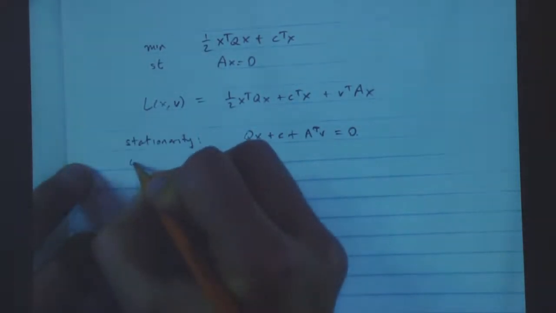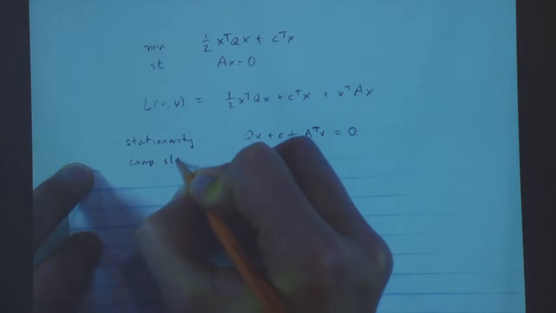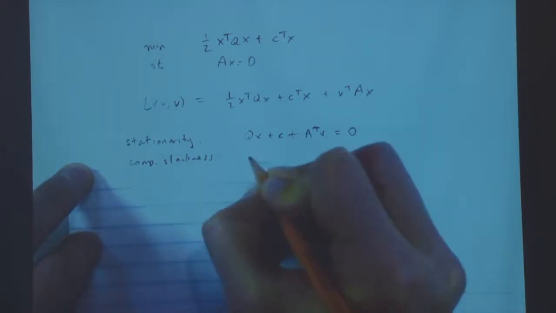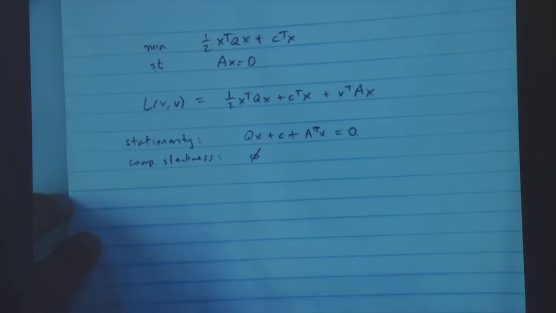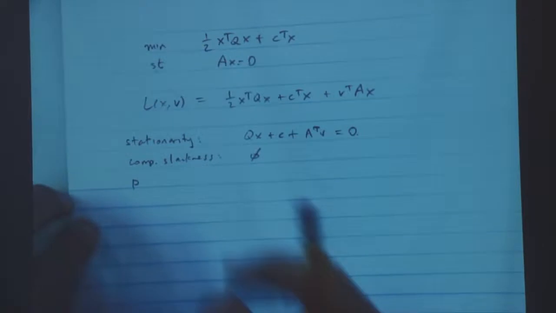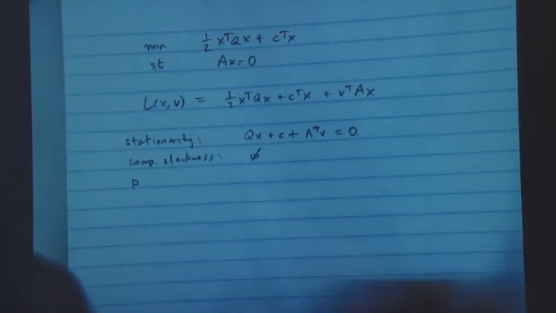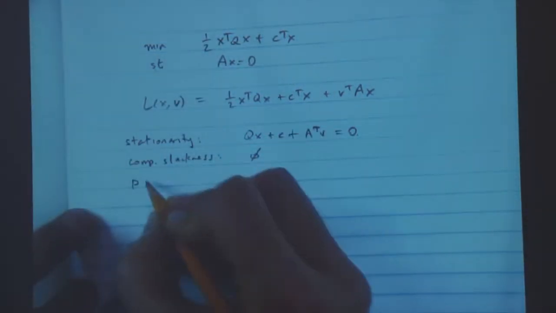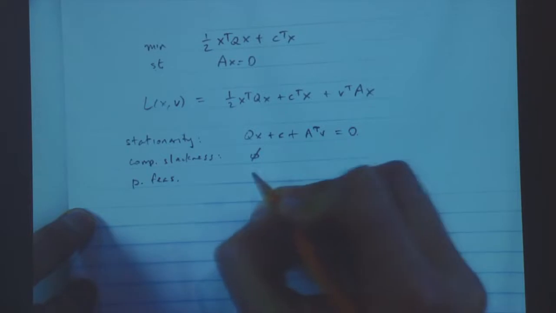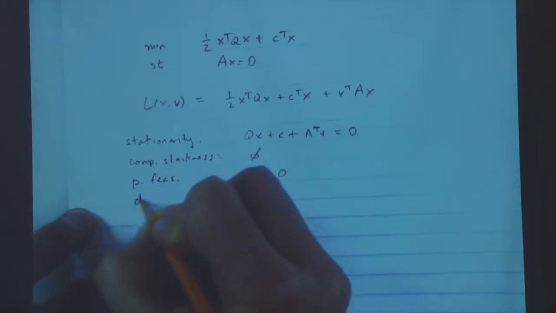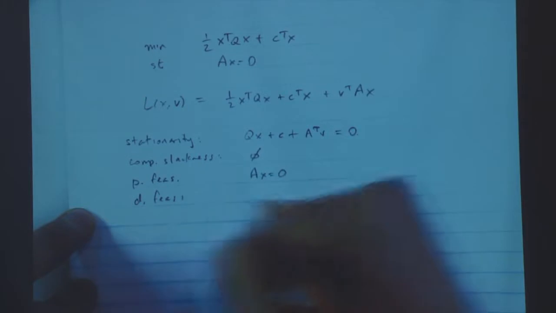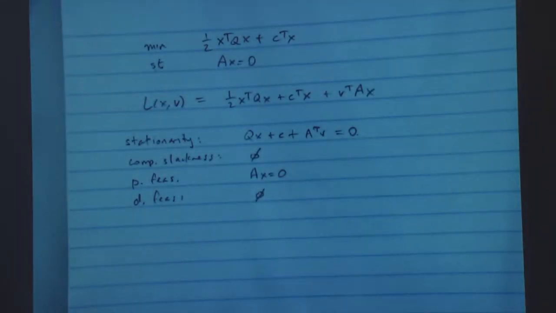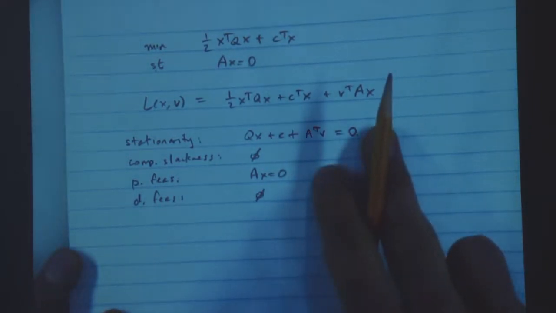Complementary slackness is empty. There's no condition, right? Because there are no inequality constraints here. Complementary slackness is a condition on the inequality constraints either having to be tight or the corresponding dual variable having to be 0. But there are no inequality constraints. Primal feasibility says that Ax has to be equal to 0, and dual feasibility is again vacuous because v here is not constrained and we don't have a u for the inequality constraints. So the KKT conditions reduce to these two sets of conditions.